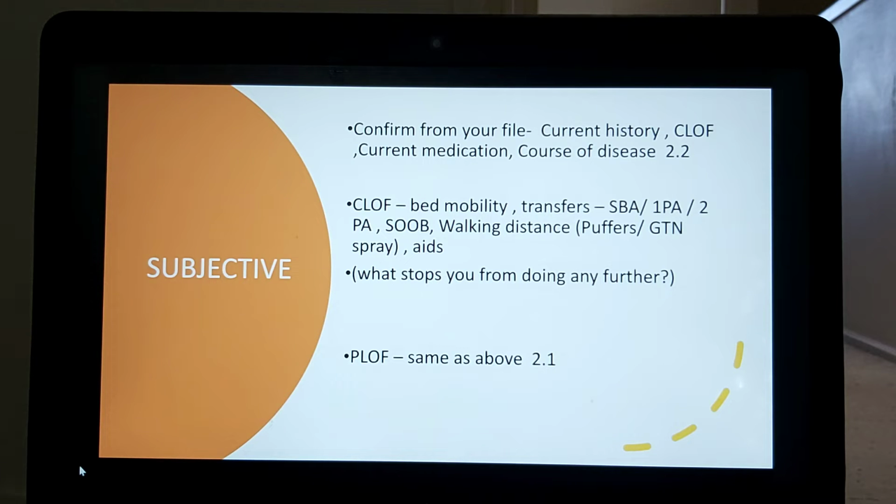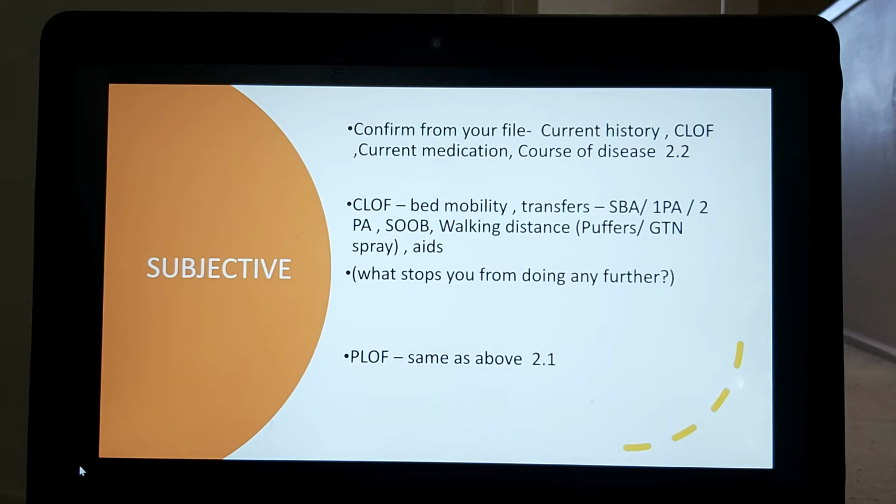And then look for the current level of function, ask for bed mobility and transfers. Of course, this will all be written in the file as well. Confirm from there, but also ask the patient, please, because sometimes something different is written in the file, and then when you ask the patient, they will tell you something different. So it's very important to confirm everything with the patient, and that's how we do it even out there in the hospitals in real life as well.